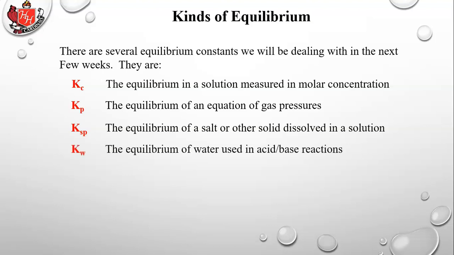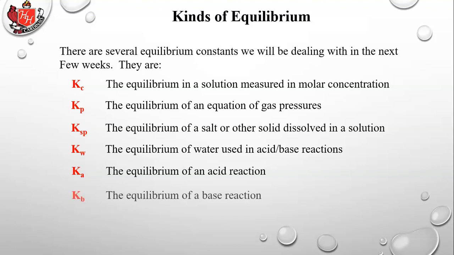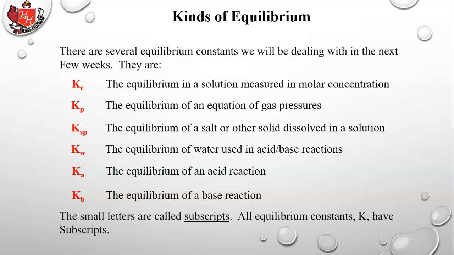Kw is the equilibrium of water used in acid-base reactions. We'll be getting to that after Thanksgiving. Ka is the equilibrium of an acid reaction. It's called the acid dissociation constant. Again, that's coming after Thanksgiving. And Kb is the equilibrium of a base reaction. That's the base association. And again, that doesn't mean anything to you now, but it will after Thanksgiving. We'll be dealing with that. But you can see there's quite a number of different types of equilibrium constants that we deal with. The small letters are called subscripts. All equilibrium constants, large K, capital K, have subscripts.